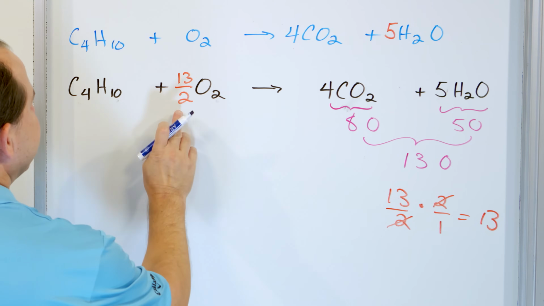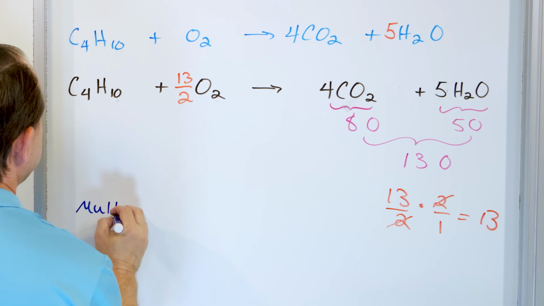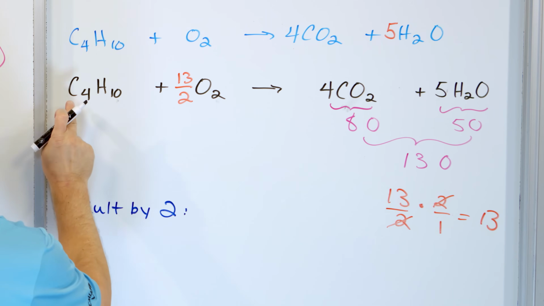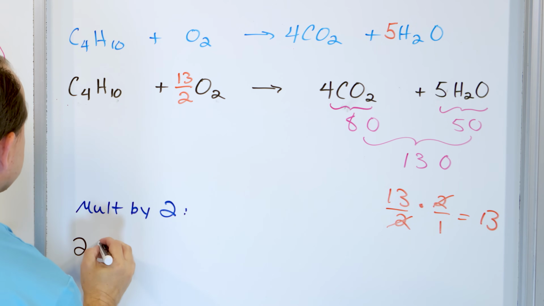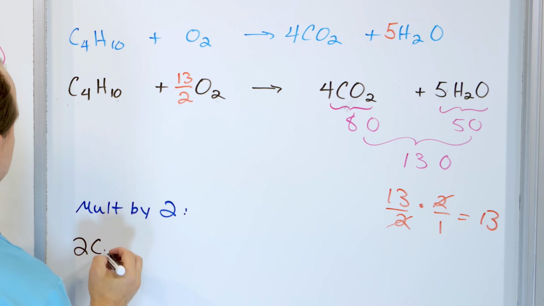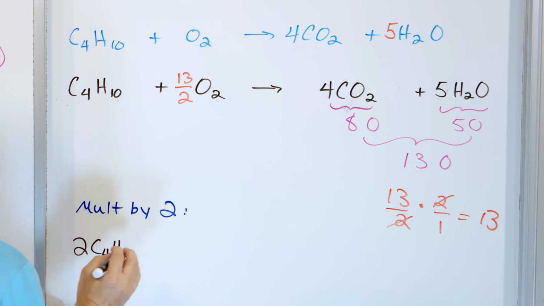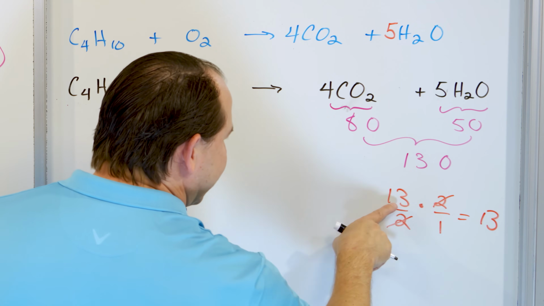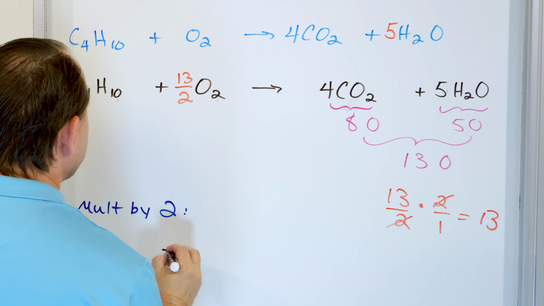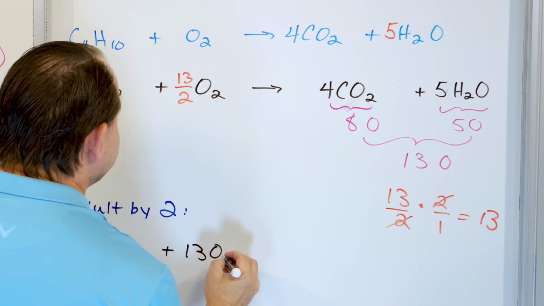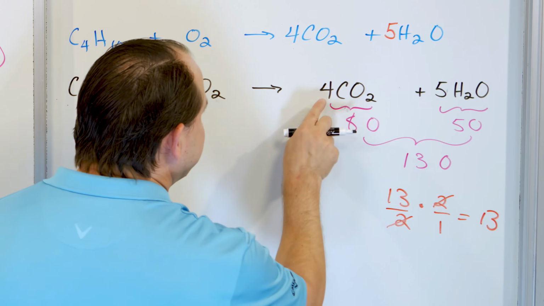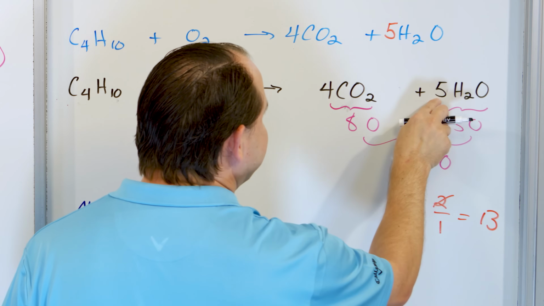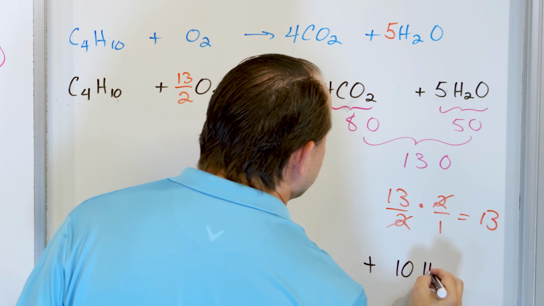So what I'm going to do here, since there is a 2 on the bottom, I'm going to multiply by 2. And what does that do? Well, if I multiply this by 2, it's going to be 2 C4H10. And if I multiply this by 2, then it's going to be exactly what we have right here. I just showed you how it cancels, and so you just get 13. So when we multiply by 2 here, we're going to get 13 oxygen molecules. If I multiply this by 2, 4 times 2 is 8, so it's 8 CO2 molecules. And if I multiply this by 2, 5 times 2 is 10, and that's 10 water molecules.